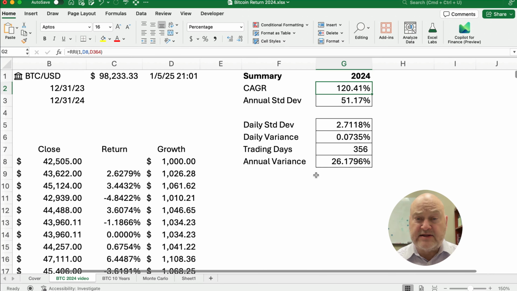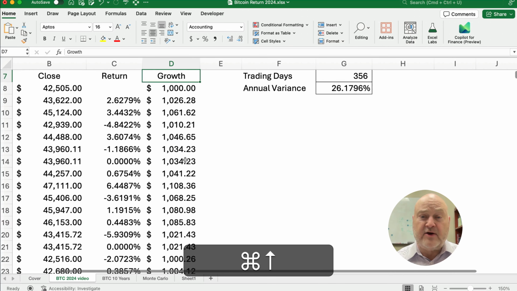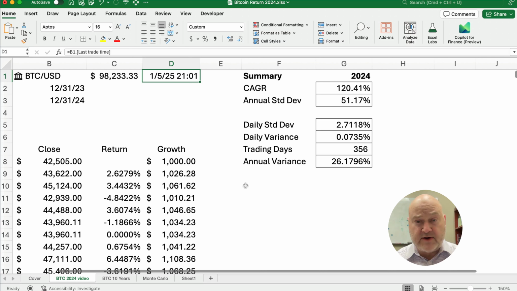Our rate of return is 120%. So in 2024, Bitcoin had 120% return. So your 1,000 would grow another 1,000 plus another 20%. So it grew to 2,200. So this shows growing from 1,000 to 2,200 is 120% rate of return. But it's a risky rate of return because the annual standard deviation is 51%.